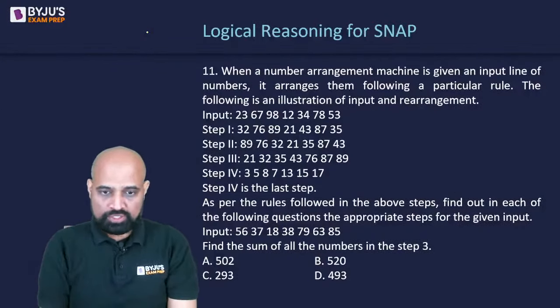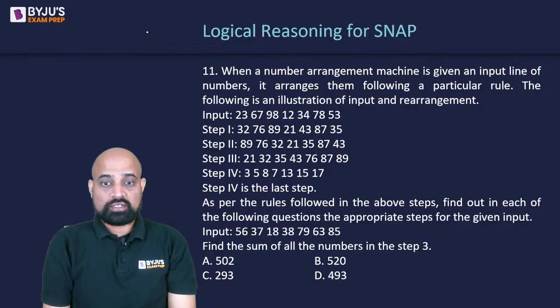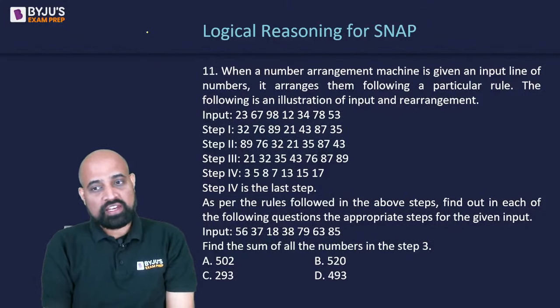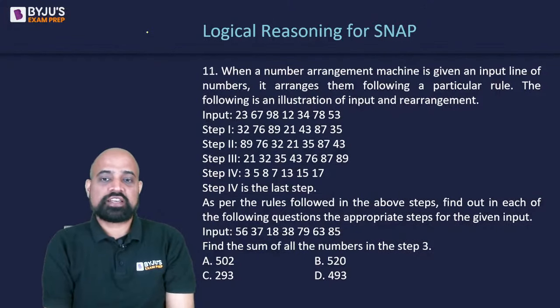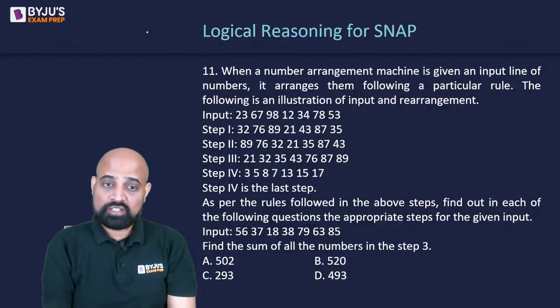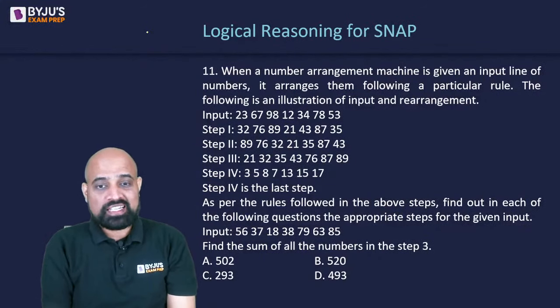Okay, another question. This is an input-output question, a very standard question you guys must have come across in the NMAT exam as well, if you have given it. So when a number arrangement machine is given an input line of numbers, it arranges them following a particular rule. They will obviously not tell you the rule. The rule is something you have to figure out. The following is an illustration of input and rearrangement.